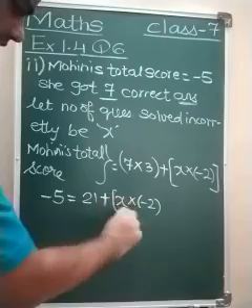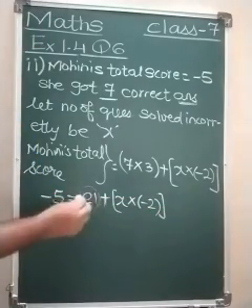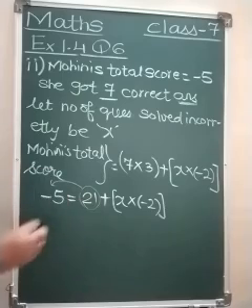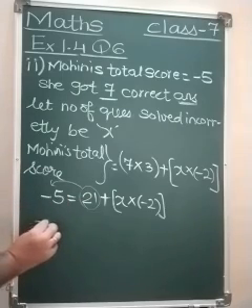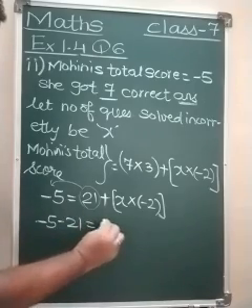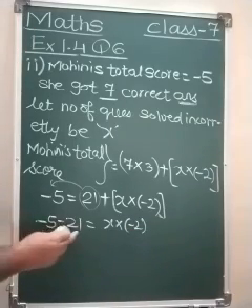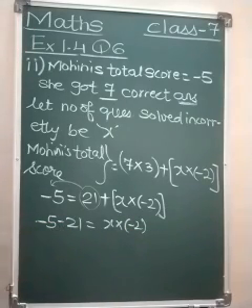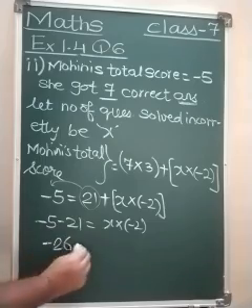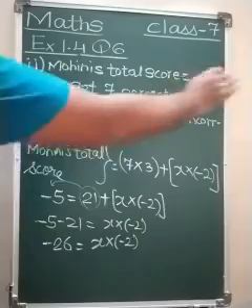Same way we have to proceed. Now again 21 is added here. 21 is to be transposed or taken to the right hand side. So here plus, so it will become minus. Minus 5 minus 21 equals x into minus 2. Minus 5 minus 21, minus and minus, plus. So 21 plus 5 is 26, and minus sign, equals x into minus 2.